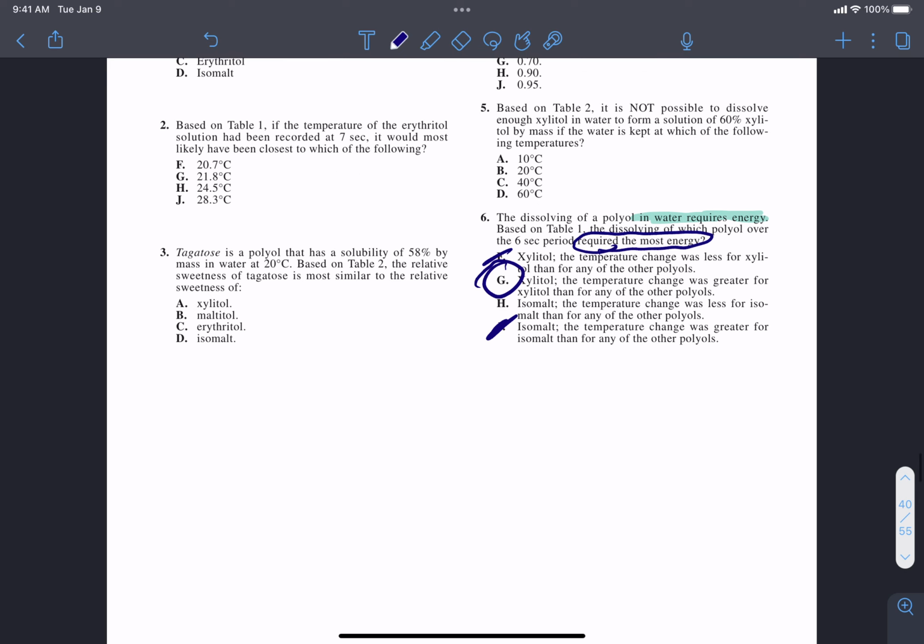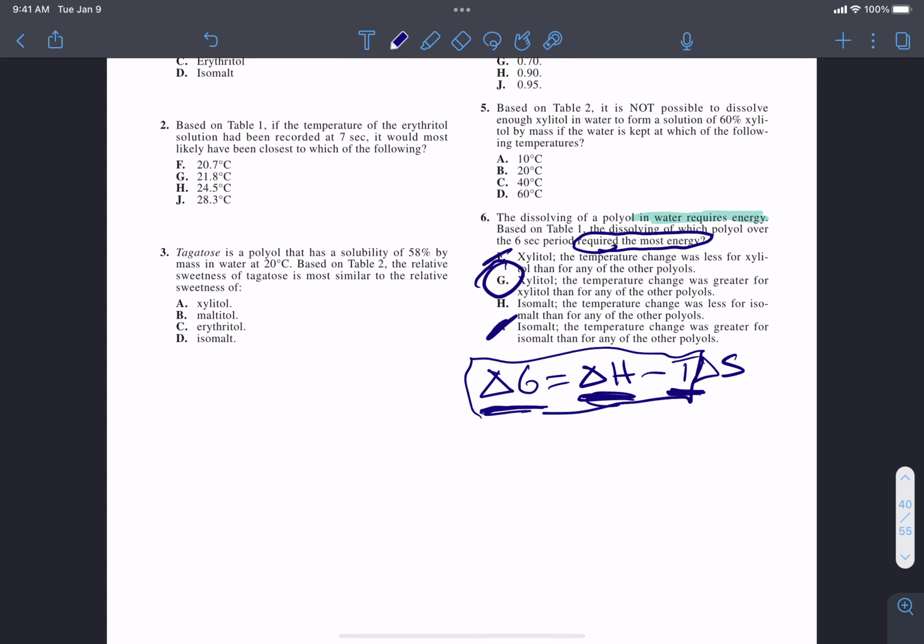There is a formula that you might have learned if you took chemistry, which is delta G is equal to delta H minus T delta S. So this is free energy. This is heat, or change in enthalpy, and then T is temperature. This formula just shows you that energy, heat, and temperature are all related. You don't need to know this formula for the ACT, but it's just for me to show you the concept here.